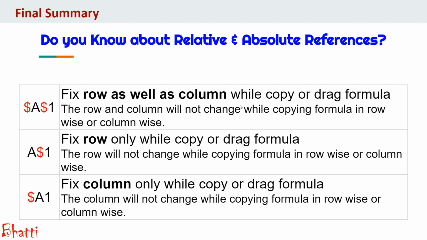If the dollar sign is before 1, which represents the row number, it means the row is fixed, and if the dollar sign is before A, which is a column name, it means the column is fixed. This is just a wrap up summary.